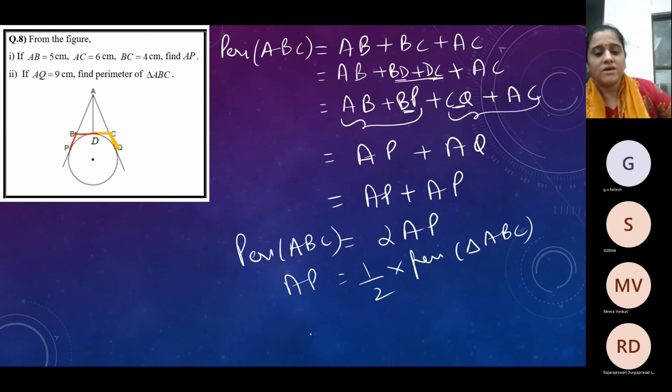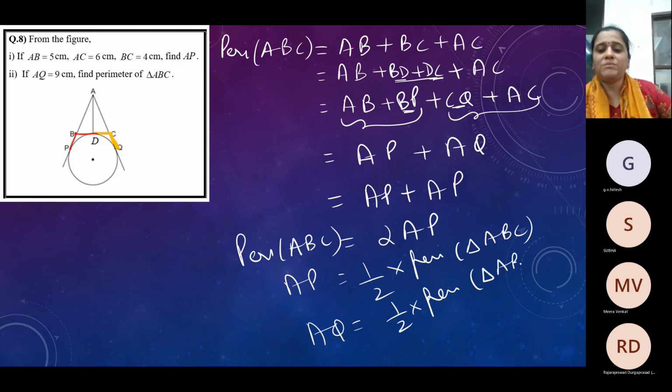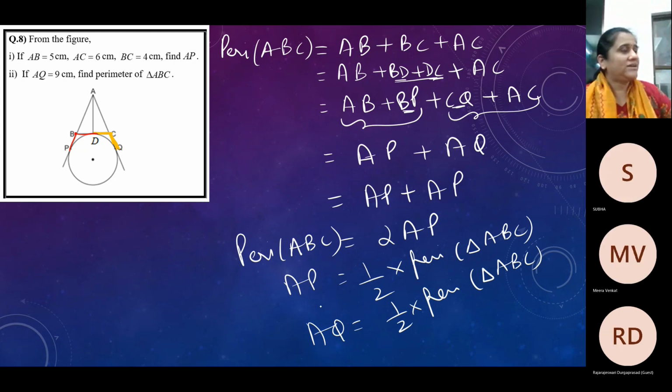See, now AQ is also the same. AQ is also half the perimeter of triangle ABC because AP is equal to AQ. AP and AQ are equal, tangents from the same external point A. So AP is half the perimeter of triangle ABC. AQ is also the same. Now let's do it again.